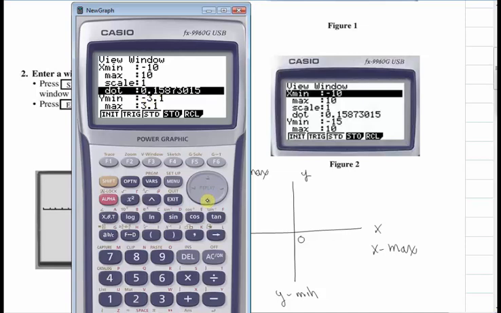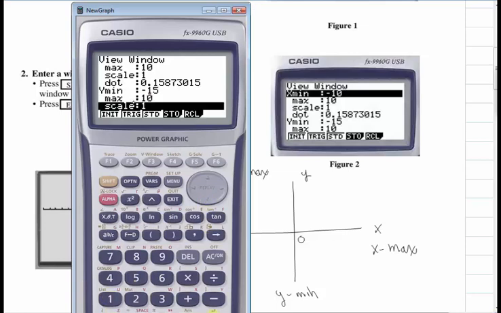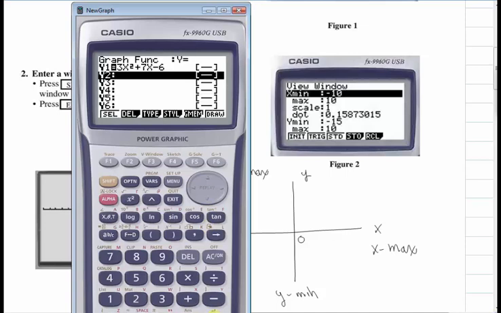So now we go down arrow. Okay. And I would like your y min to be at -15. So type in -15, execute, then type in +10. Okay, and execute. And we're going to leave our scale at 1. And so execute. And that brings us back to our y equals screen.